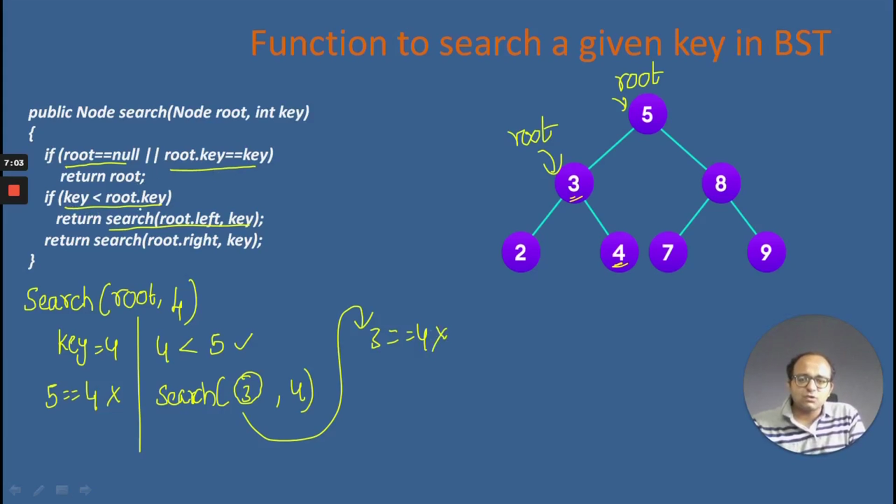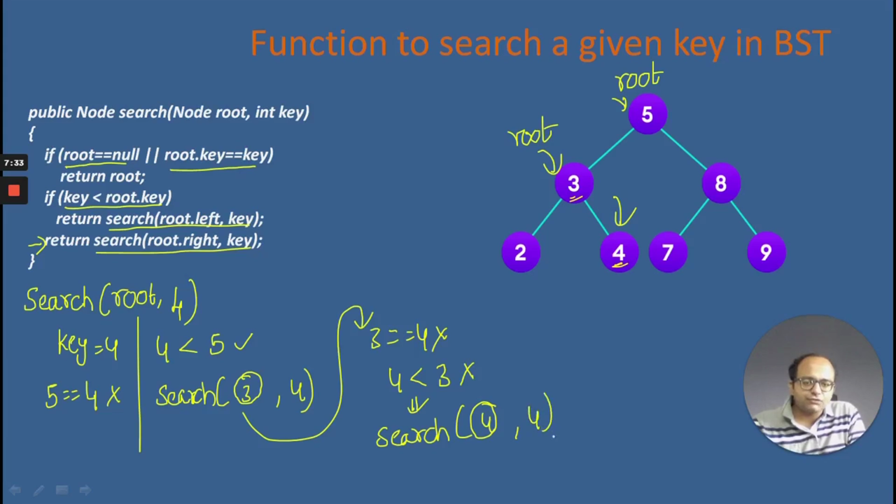Next, key less than root dot key. What is key value? 4. 4 less than root dot key 3. Condition becomes false. Then directly this return statement will be executed. Search of root dot right comma key, which means recursive function search is called by passing root dot right. Root dot right is node 4. Got it? This is node 4 and the key value is 4.